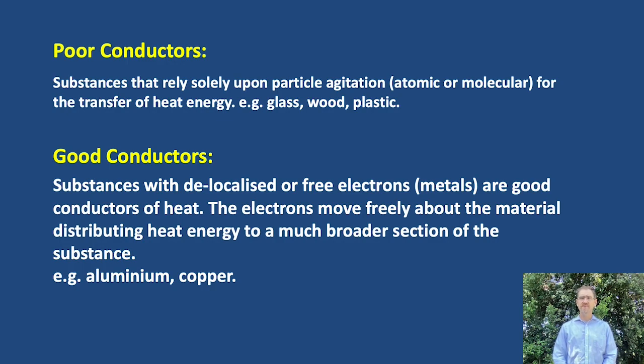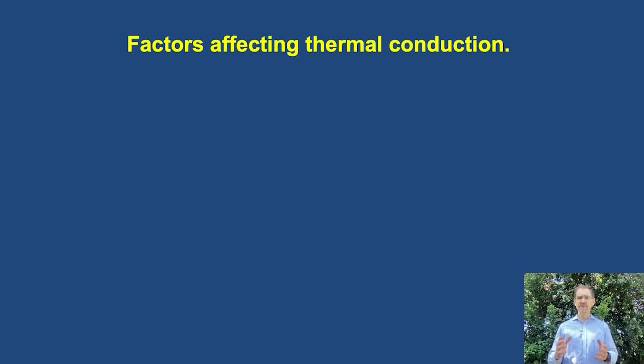In Year 11, we say that good conductors rely upon that particle theory of conduction that we spoke of previously, but they also take advantage of their delocalized electrons, which are not fixed in location. The electrons move freely about the material, distributing heat energy to a much broader section of the substance, and examples of these include aluminium and copper.